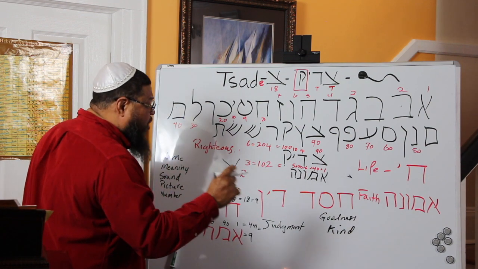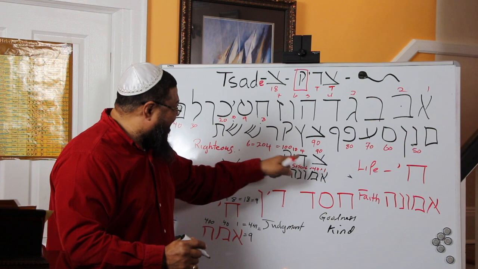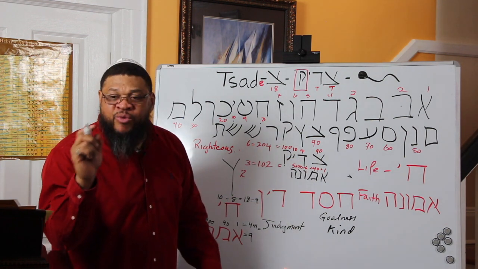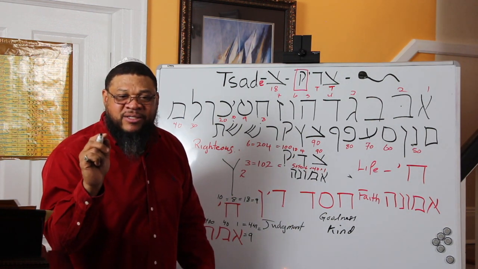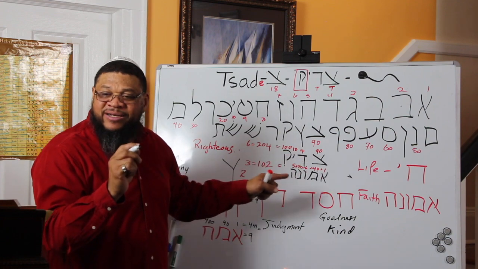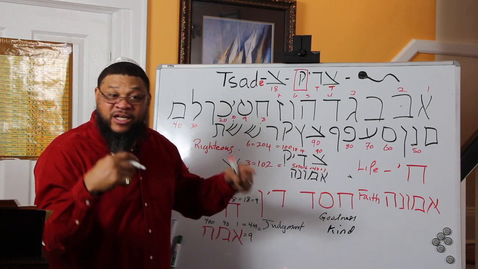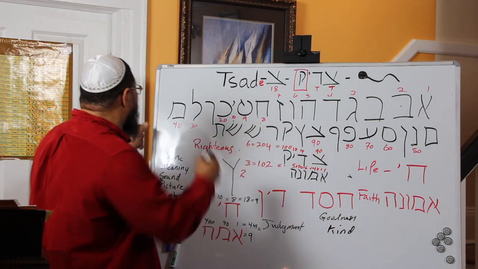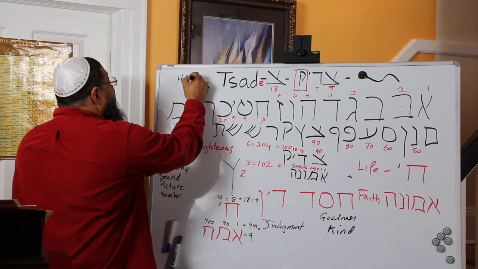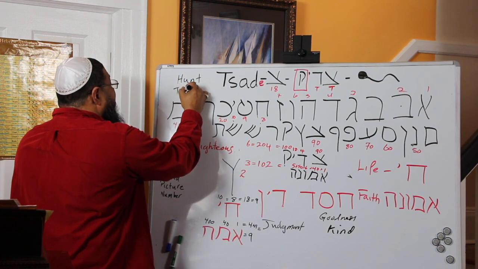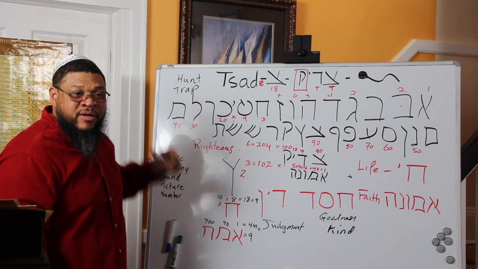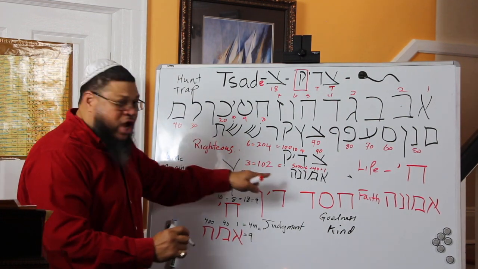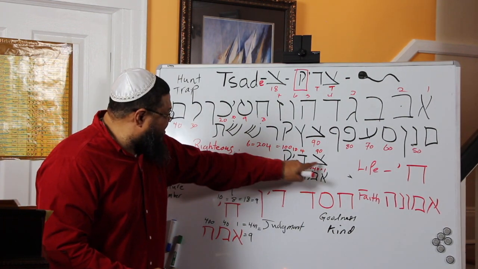Your righteousness now, remember this is tsadi. And remember what I say tsadi does? What tsadi does? What is another word? Hunt. Trap, right? Hunt or trap. So now you're seeing tsadi.